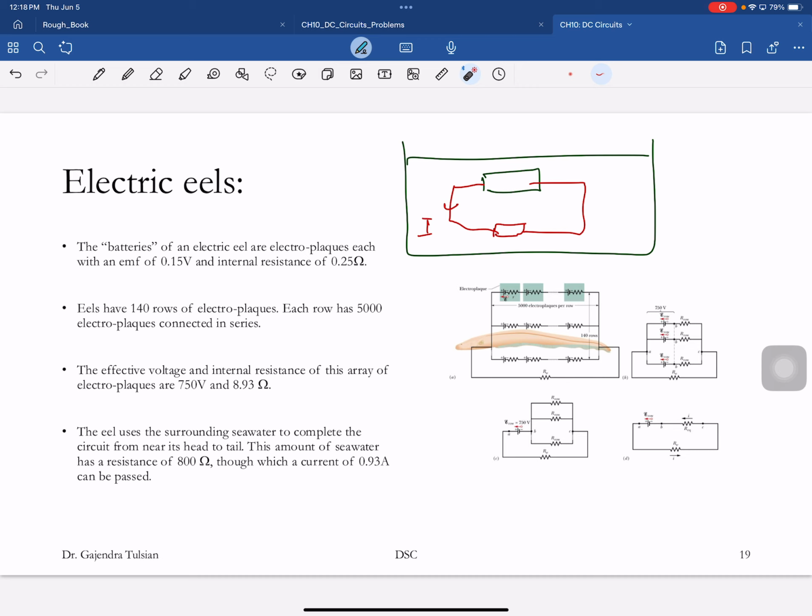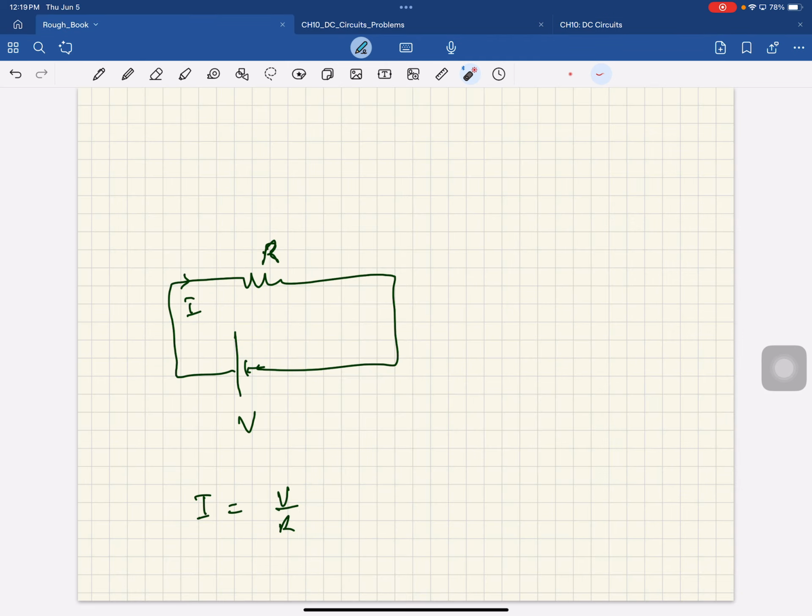So here's how it solves the problem. So here's the diagram. Okay, so here's the current coming out of the eel. It goes through the fish, and it goes along one path. When it comes back, inside the eel there are several paths, 140 paths. So this current gets divided into 140 smaller currents. And that's how it survives. No, through its body. It's like better conducting areas of the body.